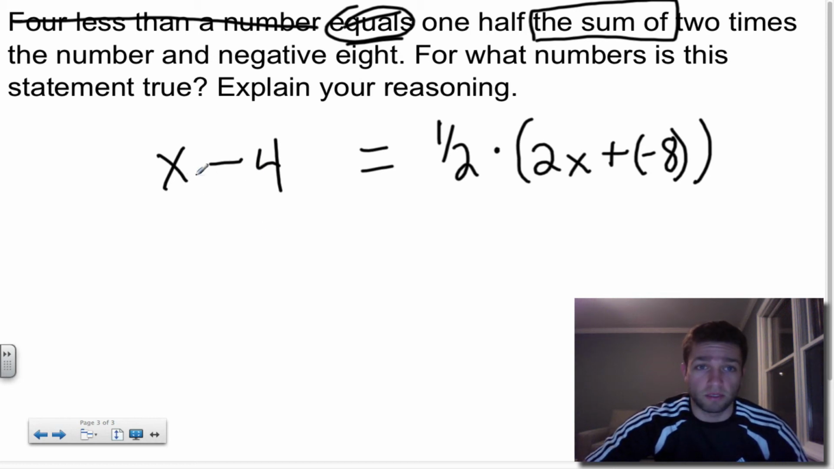4 less than a number, so x minus 4, equals 1/2 of what? 1/2 of this whole thing, 2 times x plus -8. And then you can just solve this problem by distributing, simplifying, and solving.